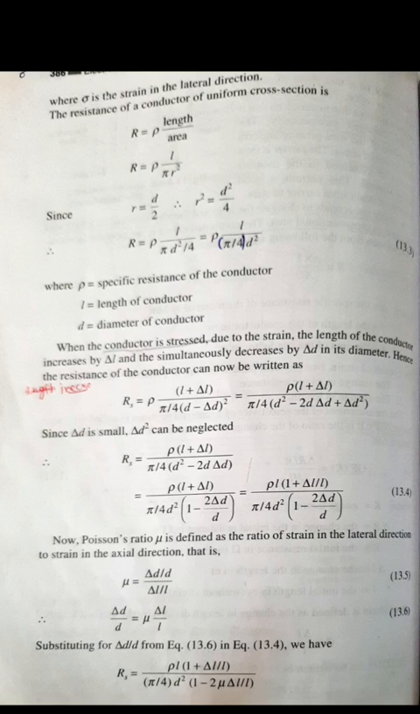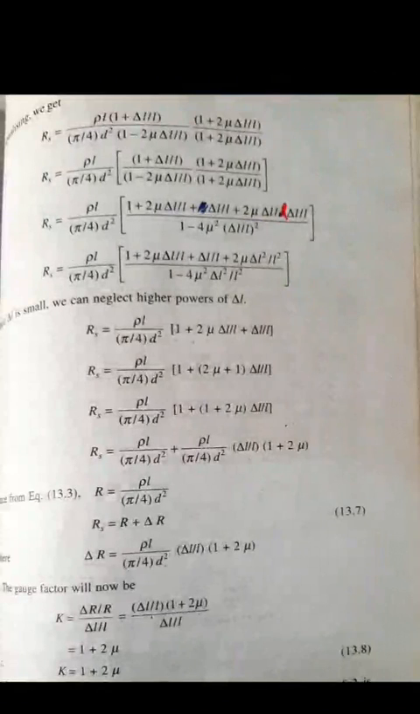Poisson's ratio is defined as the ratio of the strain in the lateral direction to the strain in the axial direction, that is delta D divided by D divided by delta L divided by L, where mu is that ratio. Substituting this value, equation 13.6, into equation 13.4, you get the equation for delta R. Neglecting the higher powers of delta L, that means delta R is equal to rho L divided by pi by 4 d square into delta L divided by L into 1 plus 2 mu.